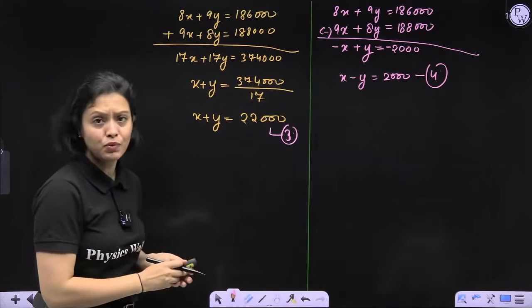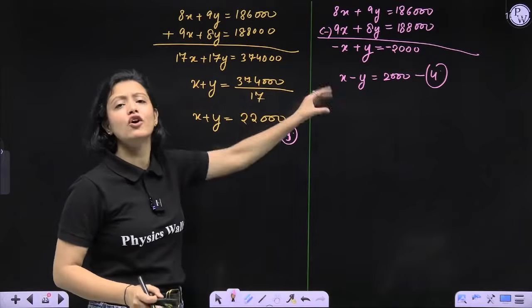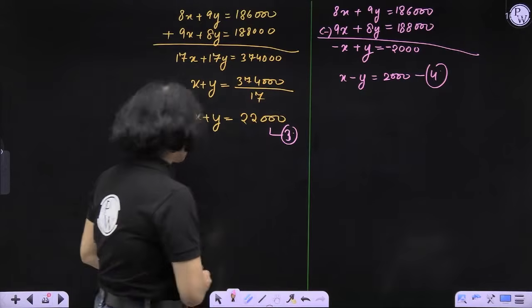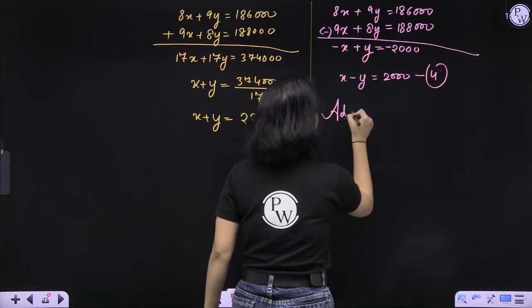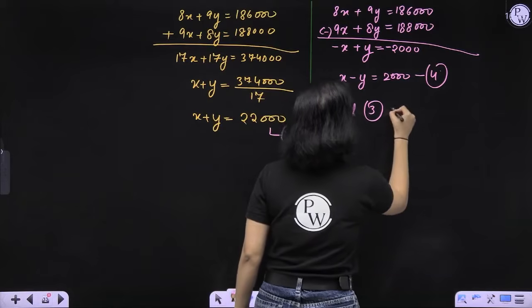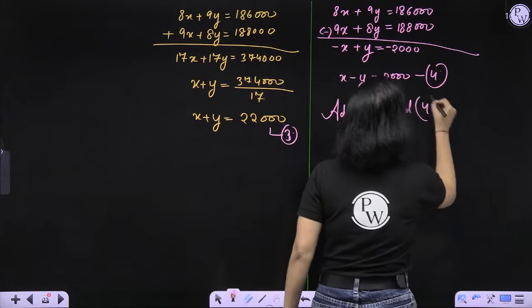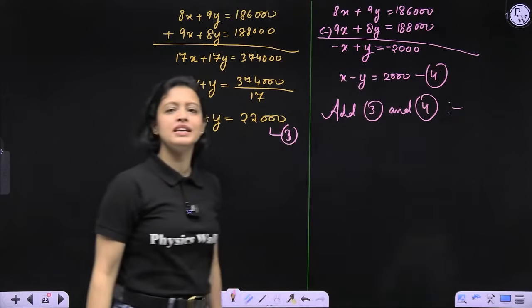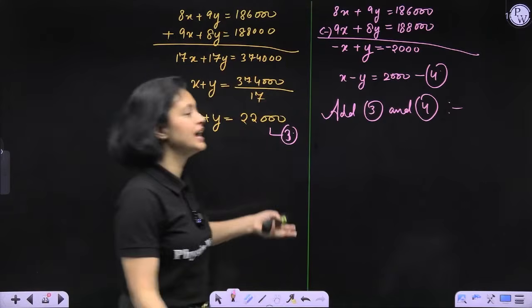If you simply add both the equations, you'll get rid of y because both of their coefficients are 1 each, right? So simply add 3 and 4. Why are we simply adding? This is the elimination method that I'm using, guys, because the coefficients are already the same, so simple addition will do, right?